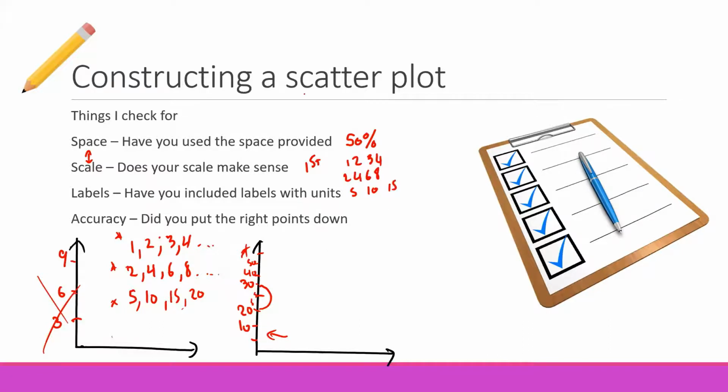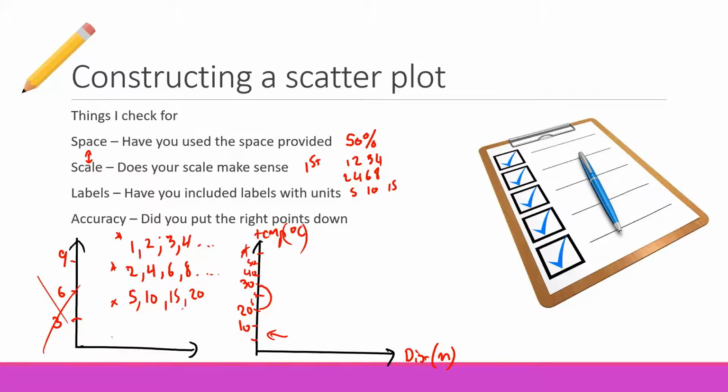Next, labels. Make sure you have labels with units. Distance measured in meters, and then temperature measured in degrees Celsius. Make sure you've got units.